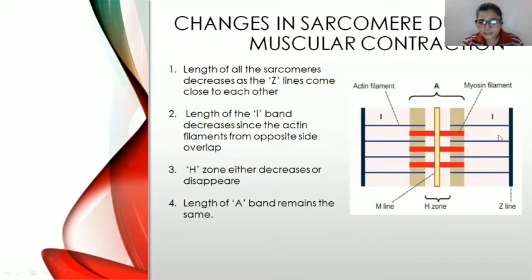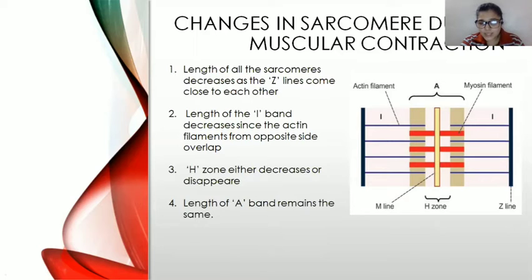So ultimately the sarcomere size will decrease. Then the length of the I band decreases since actin filaments from opposite sides overlap. These are the I bands. When these actin filaments overlap, the length of the I bands also decreases.